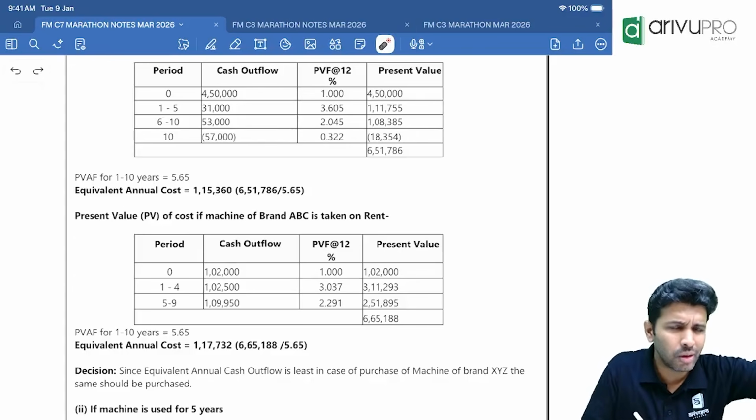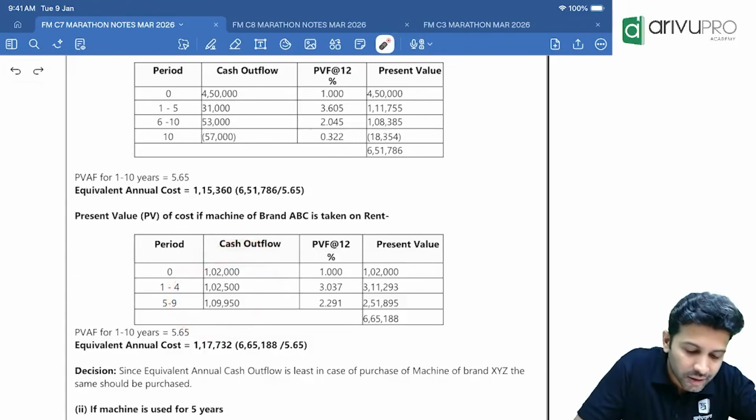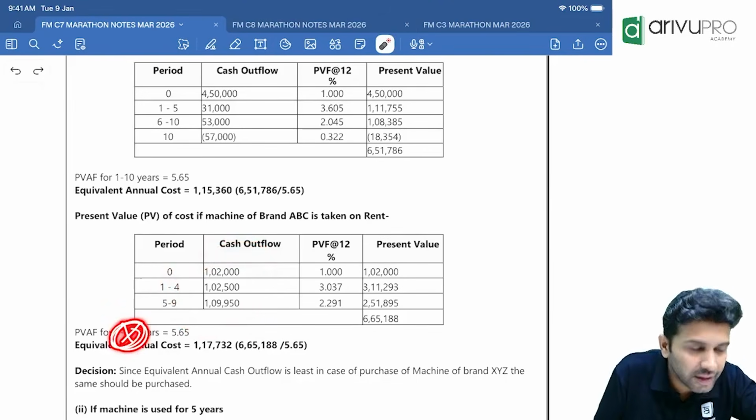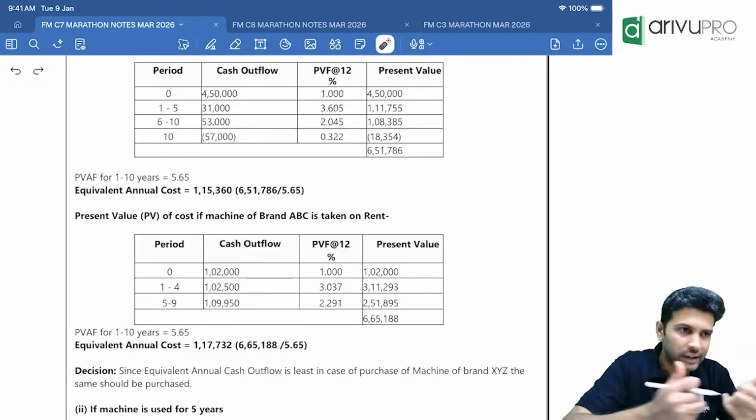One is salvage value, finding the mid-year PVAF. And putting the rent in the right year columns. And considering not taking 9 here, taking 10. These are some small mistakes which can happen. If you sort this out, I think you're done.